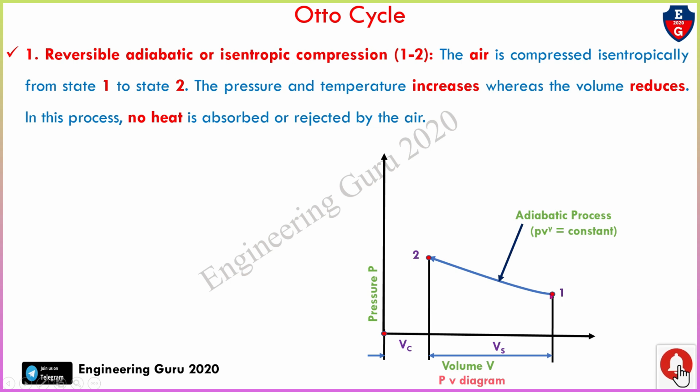So the pressure and temperature increase. The pressure and temperature are increased from point 1 to 2, whereas the volume is decreased. As you can see, the volume is decreased, or we can say reduced. In this process, no heat is absorbed or rejected by the air. So this is called an adiabatic process. PV raised to gamma equals constant.